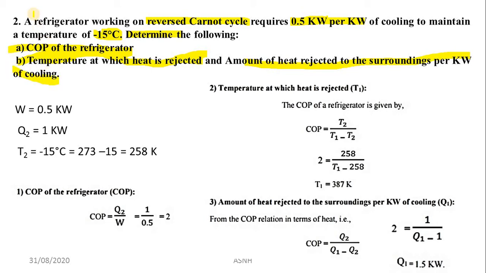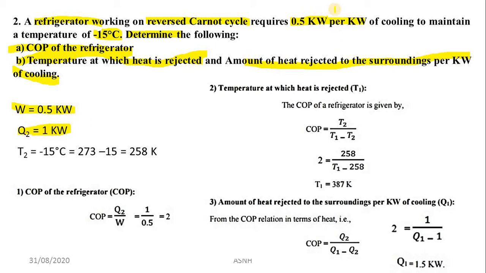So there is one refrigerator which produces a temperature of around minus 15 degrees Celsius, and for achieving that we must provide 0.5 kilowatt per hour work input to that particular device. We have to calculate the COP of the refrigerator, the temperature at which heat is rejected, and the amount of heat rejected to the surrounding per kilowatt of cooling. The given terms are that W1, the work input, is already given, that is 0.5 kilowatt per hour. Similarly Q2 is given. Here they mention per kilowatt, so Q2 is nothing but 1 kilowatt.